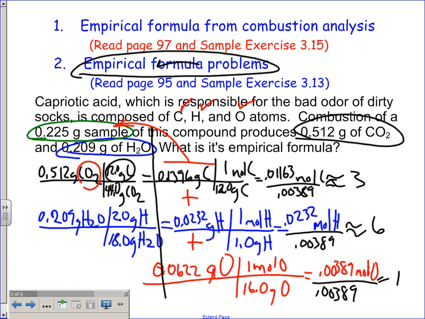So my final answer here for the empirical formula, I've got 3 carbons for every 6 hydrogens for every 1 oxygen. So that's how you tackle combustion analysis empirical formula problems as well as regular empirical formula problems. Remember, they're done the exact same way.